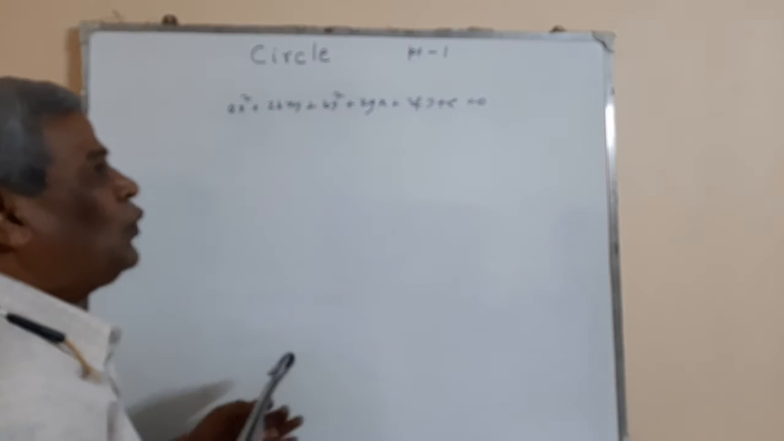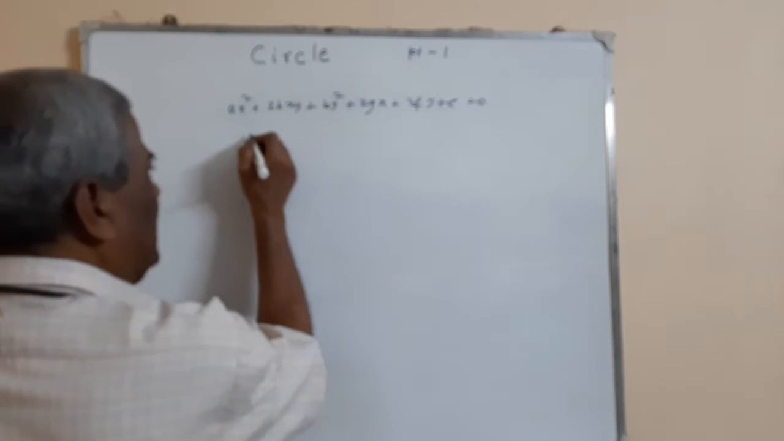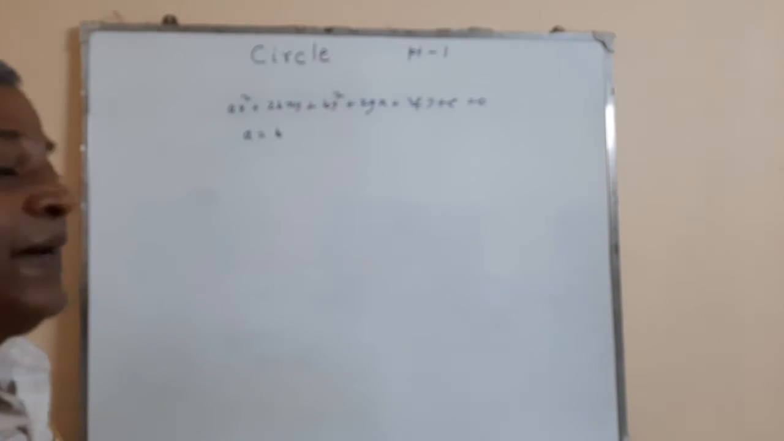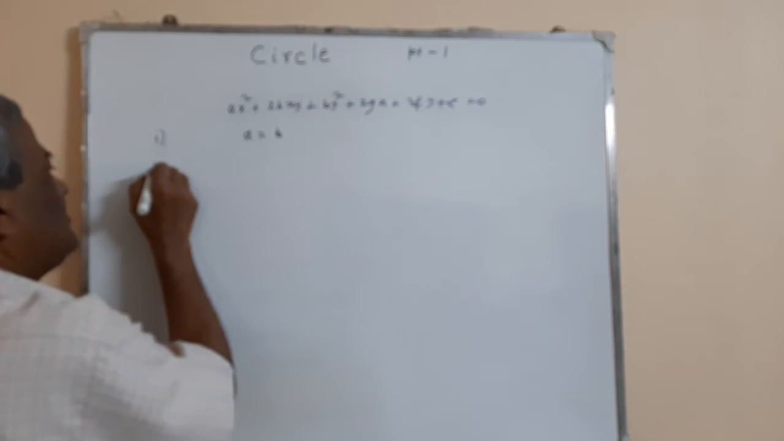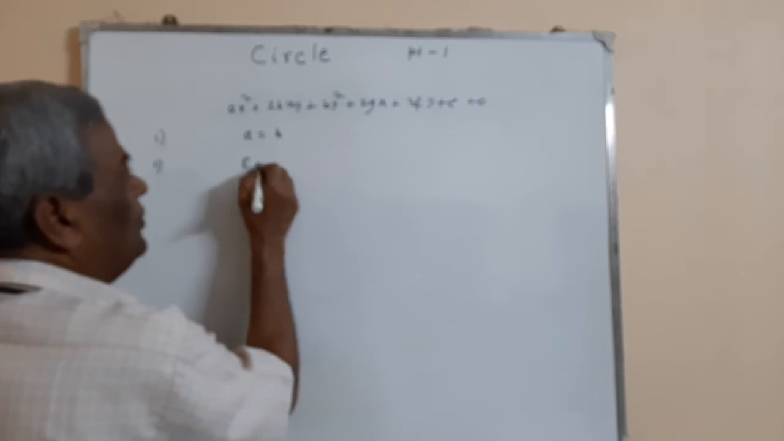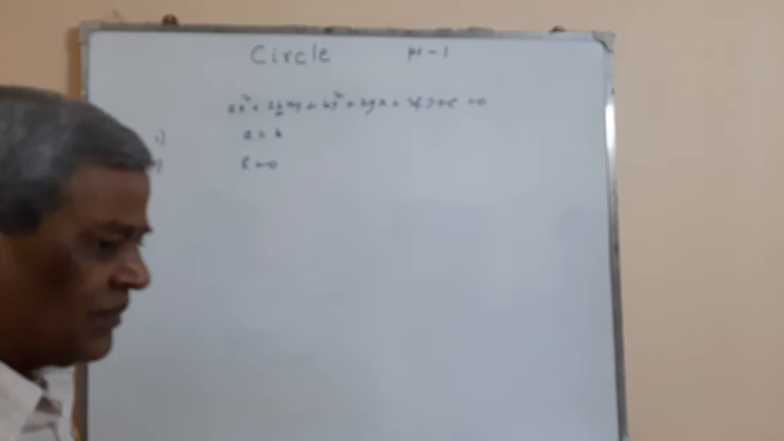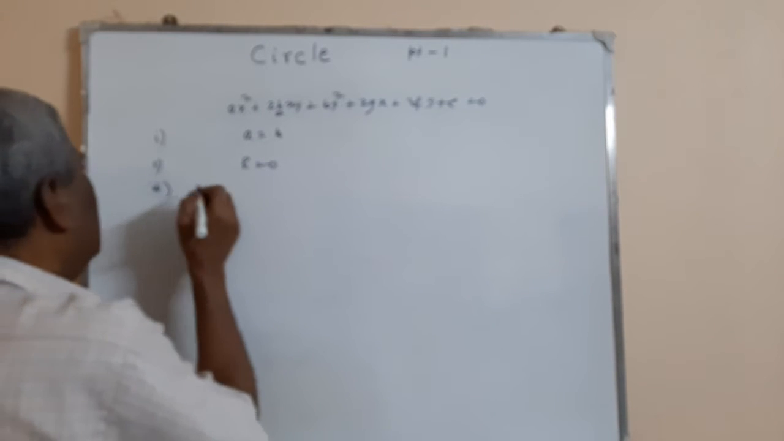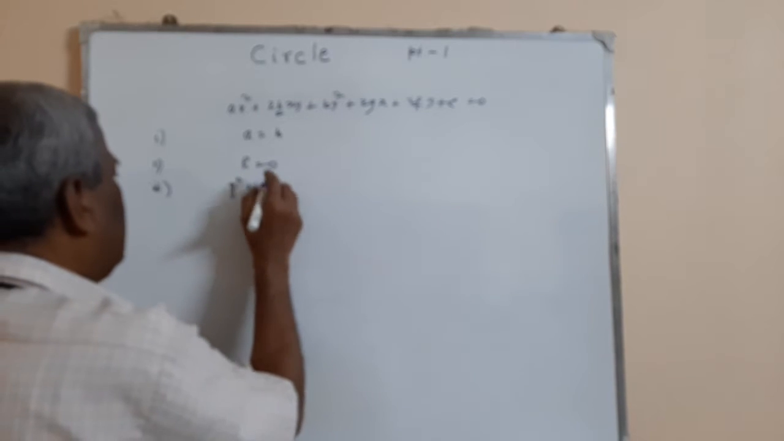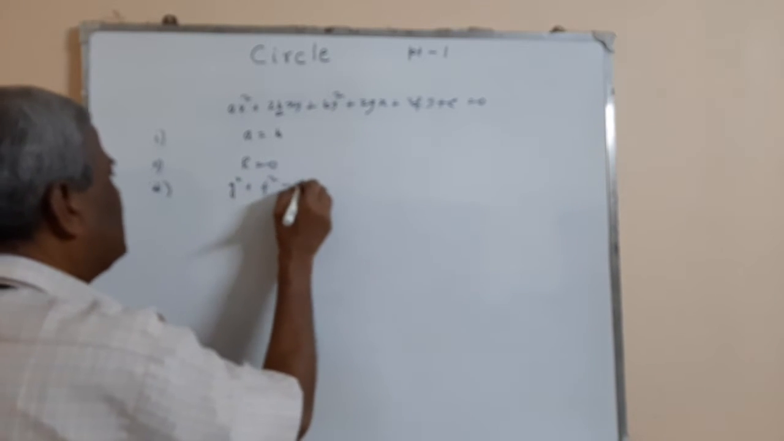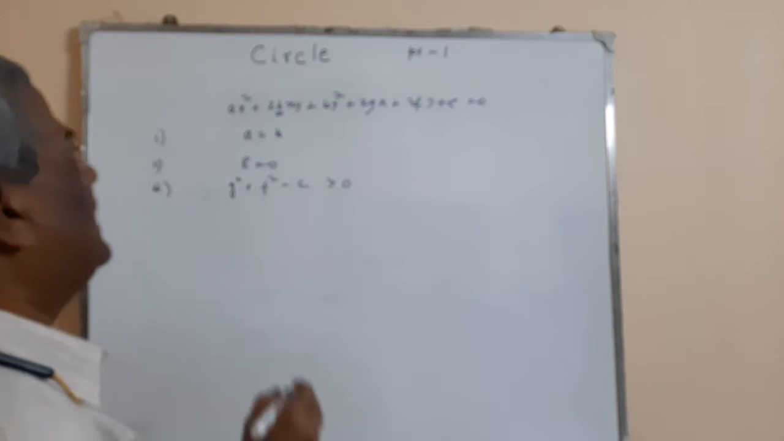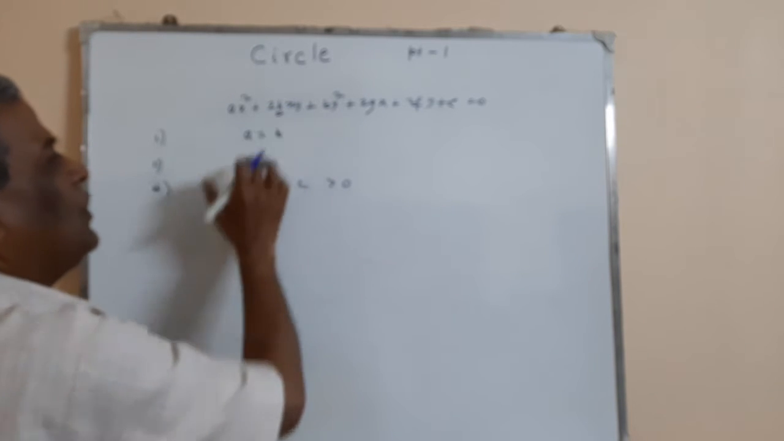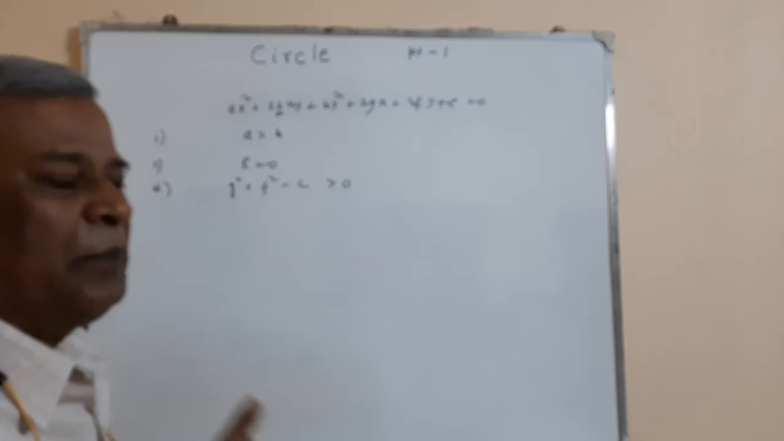Now, this general equation will represent a circle if, number 1, a is equal to b, that is, the coefficient of x square is equal to the coefficient of y square. And number 2, h is equal to 0, that is, the product term x into y must be absent. And number 3, g square plus f square minus c must be positive. If in the general equation of second degree these three happen together, a is equal to b, h is equal to 0, and this is positive, then it will represent a circle.